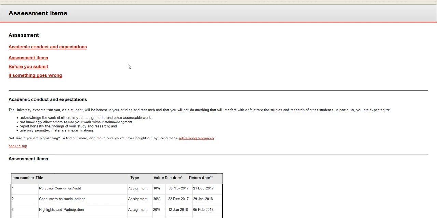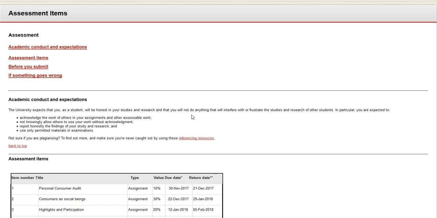And the first thing I'd like to focus on is academic conduct and expectations. One of the first things is to ensure that you acknowledge the work of others in your assignments and other assessable work. And this comes down to the whole issue of plagiarism. You'll find that all of the 4 assessment items in this course need to be run through Turnitin. This is a way to check your own assessments using a similarity score, so you can check to make sure that you haven't inadvertently not recognised or acknowledged the work of others.